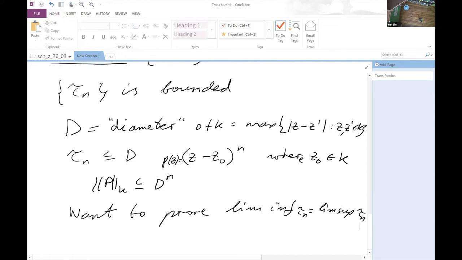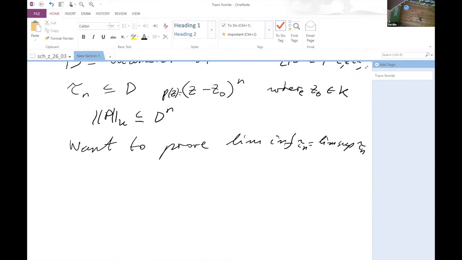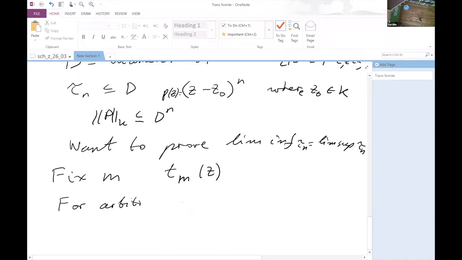So this is what we want to prove. And well, it is quite easy. There is always the same nice trick. So the trick is the following. Fix some m, and consider Tm of z. Now m is fixed for now, take arbitrary n, and we do the Euclidean division: n equals mq plus r.